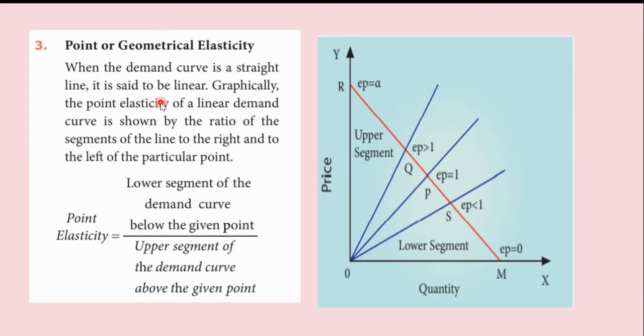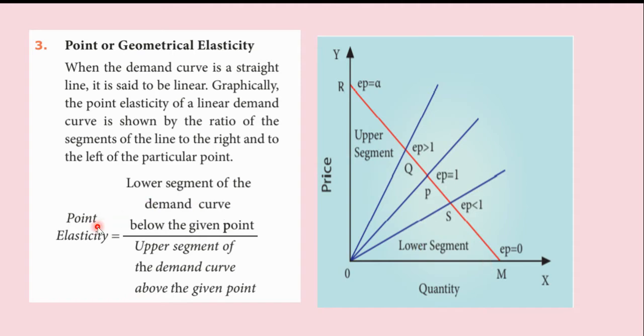The last one is the point method or geometrical elasticity method. So look at this graph. On the x-axis, we have marked the quantity. On the y-axis, price. So there is a demand curve sloping downwards, RM. RM is the demand curve. The demand curve is a straight line, a linear line. Here there are 5 points, R, Q, P, S and M. We are going to measure the elasticity at all these points.